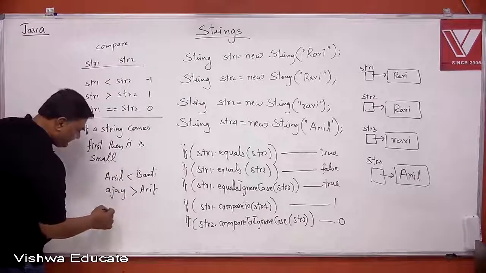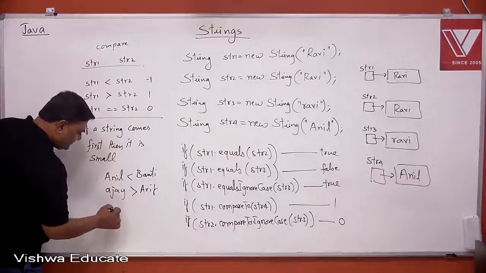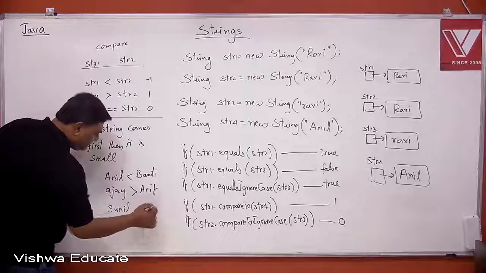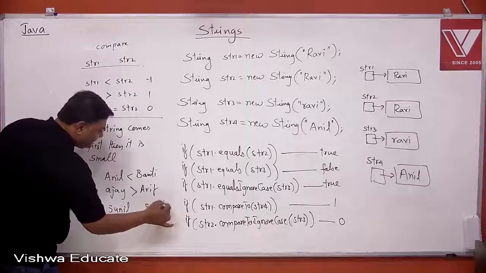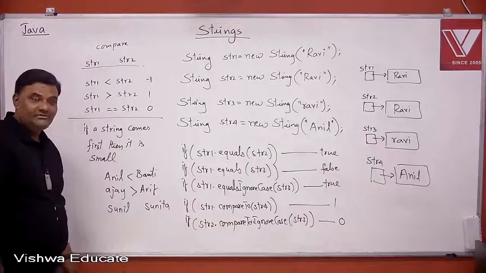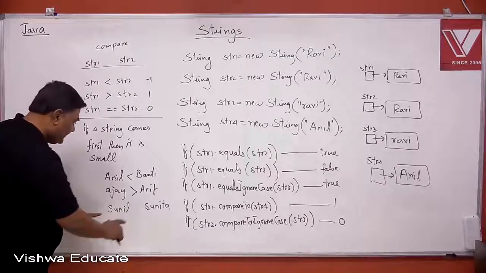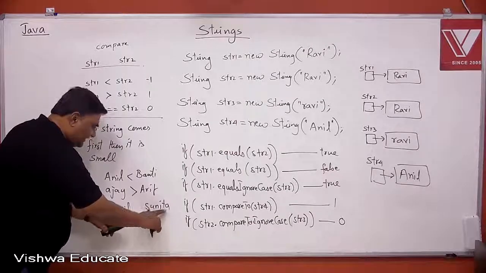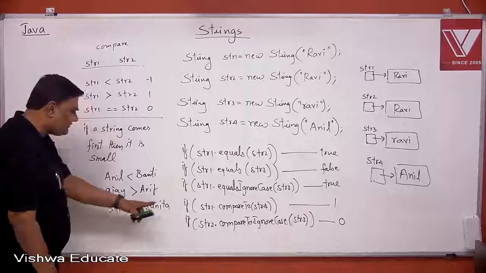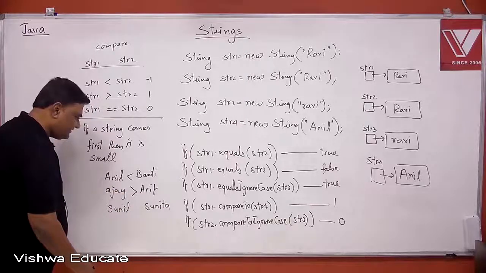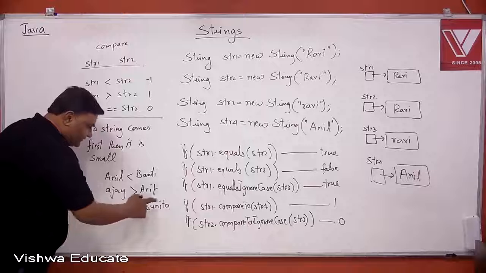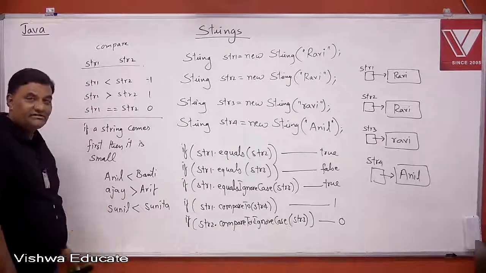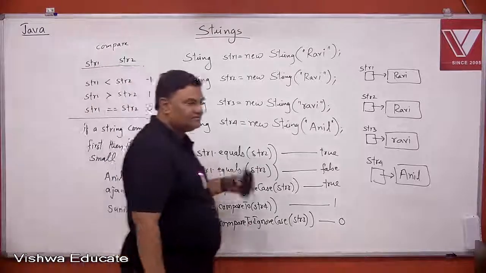Then Sunil, this is capital S, and Sunita. Tell me which one comes first, which is smaller and which is greater. S S equal, U U equal, N N equal, I I equal, and this is L and this is T. Who comes afterwards? T comes afterwards, right? So L comes first, so this is smaller, and that is greater. So that's it.